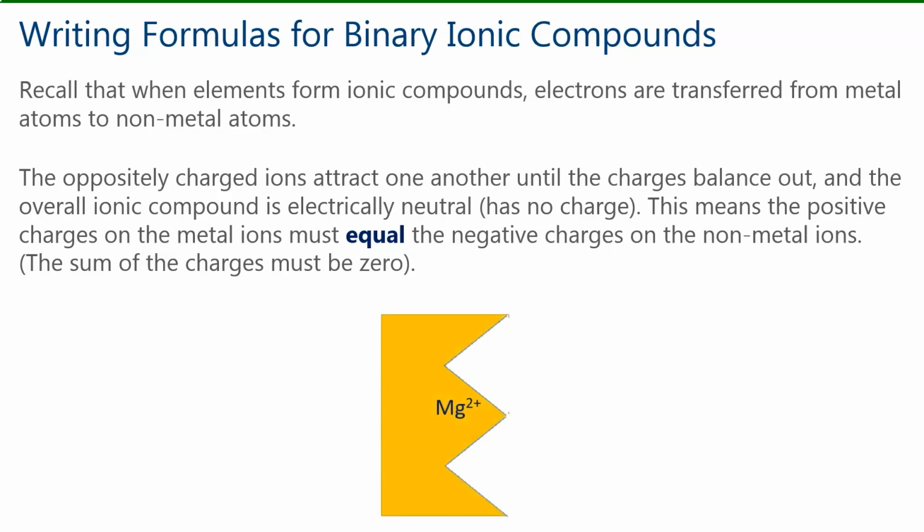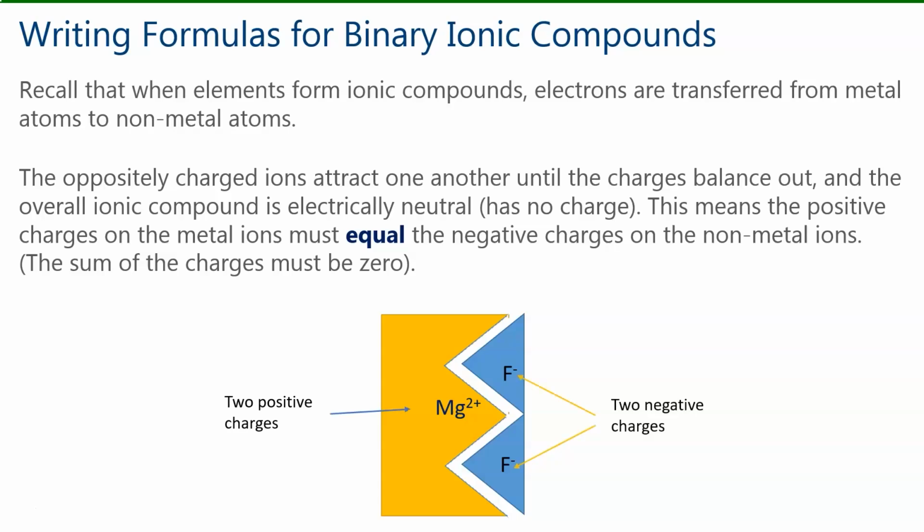For example, in the binary ionic compound magnesium fluoride, we see that magnesium has two positive charges, and in order to have two negative charges, we need two fluoride ions because the fluoride ions have one negative charge each. This will balance out because we have two positive charges coming from magnesium, and together our two fluoride ions give us two negative charges. Overall, the compound is electrically neutral, has no charge.